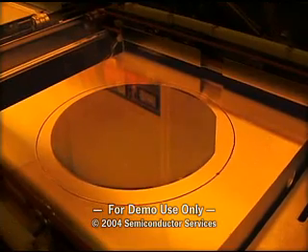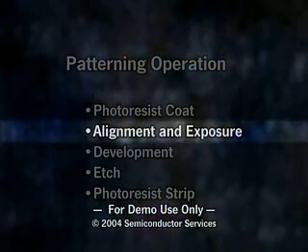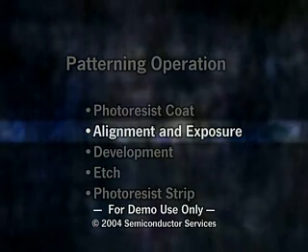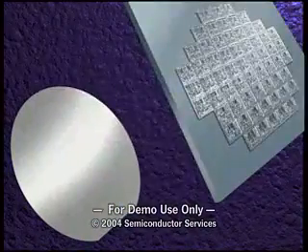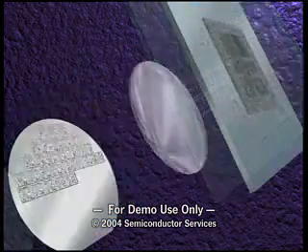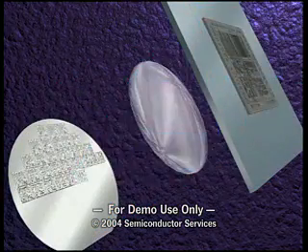photoresist solvents. In step 2, the critical alignment and exposure procedure, the pattern on a reticle or photomask is aligned to the wafer and then transferred into the photoresist layer using one of several different approaches.